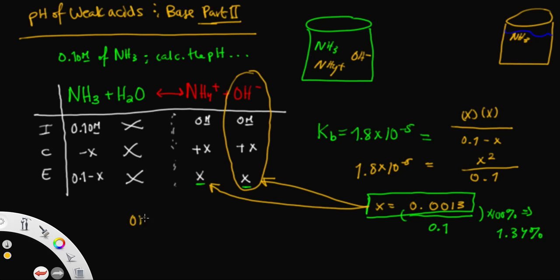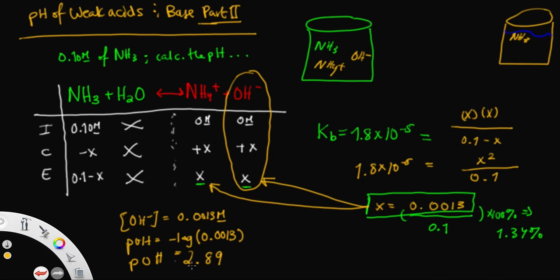Now, we're mainly concerned with the OH minus because they ask us to solve for pH. So we know that our OH minus concentration is 0.0013 moles per liter. To find the pOH of that, we can just take the negative log of our concentration of OH minus. And if I type this into my calculator really quickly, the negative log of 0.0013 should be approximately 2.889.